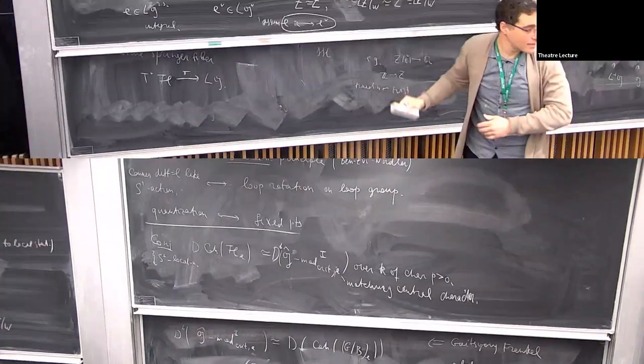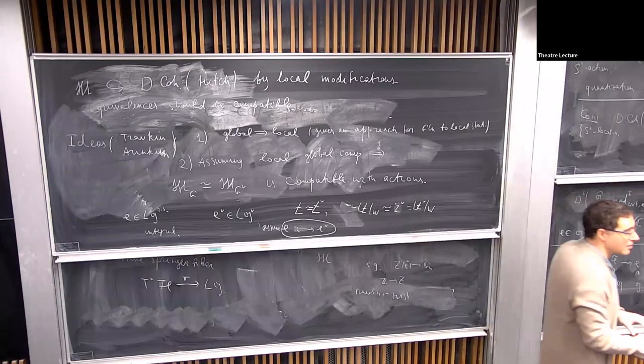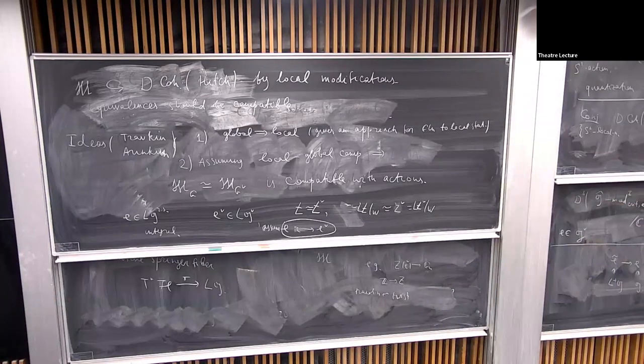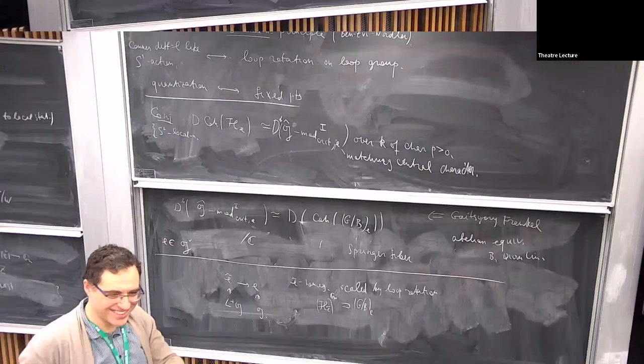One other question. In this localization picture, it's usually when you have a Betti S1 action on your category. But if the S1 action on D-modules, the loop rotation action on D-modules, would be something that would form the most wide. But the loop rotation action on coherent sheaves isn't trivialized. Maybe let's talk about it.